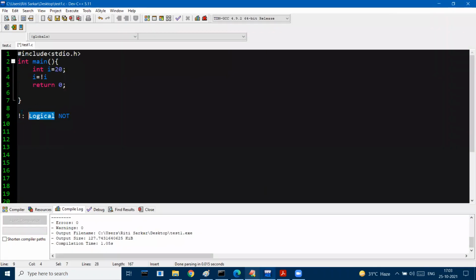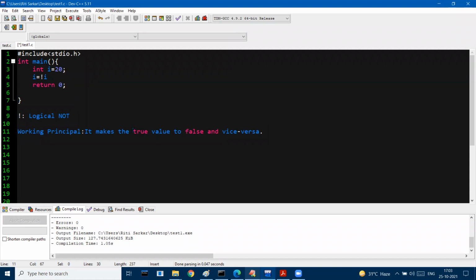Now in this example, this is logical not. What about the working principle of this logical not operator? It makes the true value false and vice versa. That is its working principle.